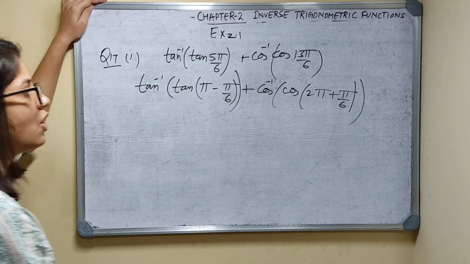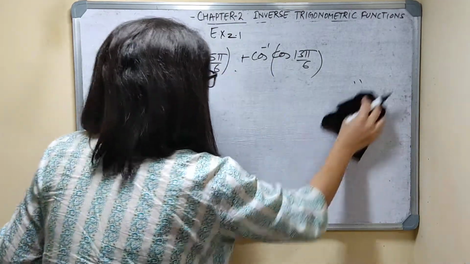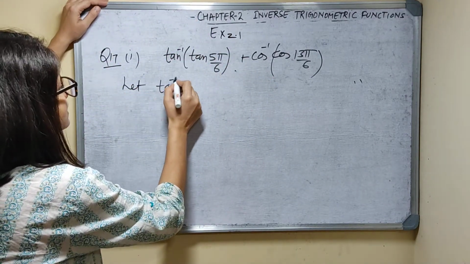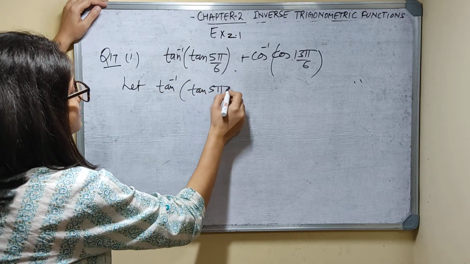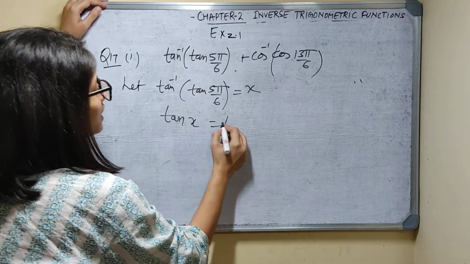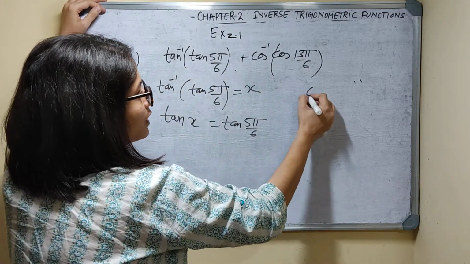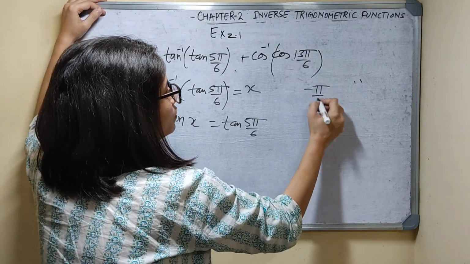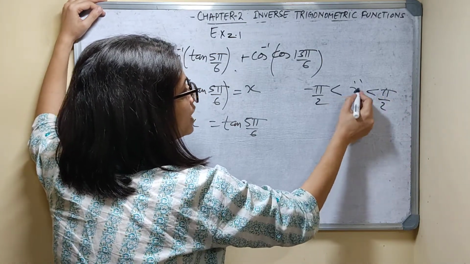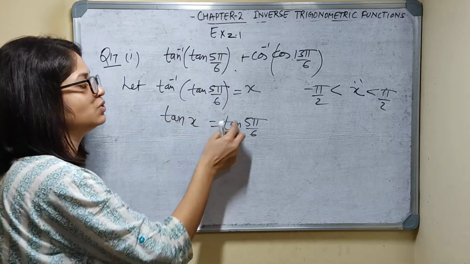Or you can do it like this also, dividing into two parts. I will teach you this. Let tan inverse tan 5 pi by 6 be equal to x. So you get tan x is equal to tan 5 pi by 6. And you know for tan inverse, the value lies between minus pi by 2 to pi by 2. So x lies between minus pi by 2 and pi by 2.